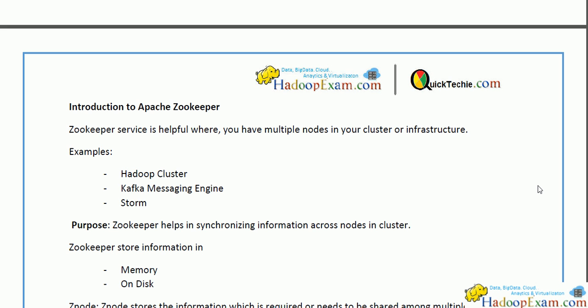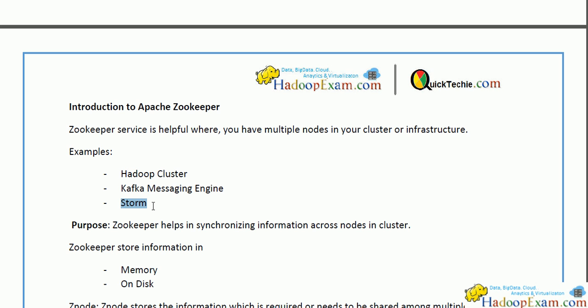Examples of Zookeeper services which we are using are the Hadoop cluster, the Kafka messaging engine, like which node will process which message. We'll see the scenarios on this. And Storm, which is again a real-time data processing engine. In all these frameworks, more nodes are involved, correct? So that's the reason. What exactly is the purpose of Zookeeper? Zookeeper helps in synchronizing the information across the nodes in a cluster.